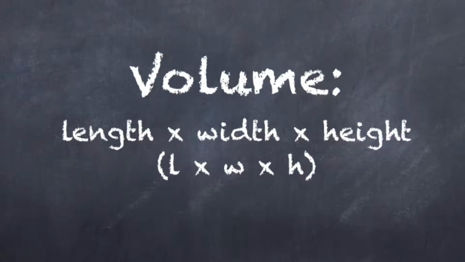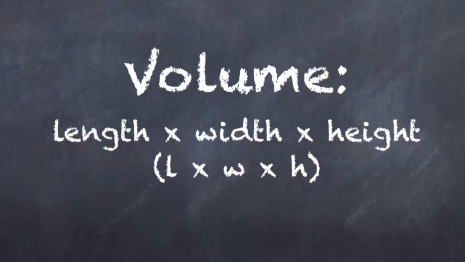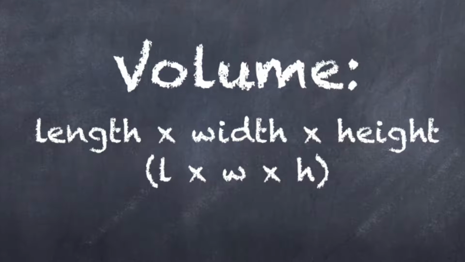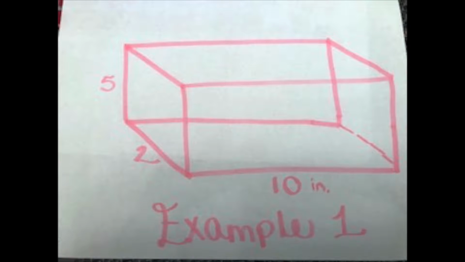Now here I give you the formula for volume: you're multiplying your length times your width times your height. Now let's see if we can do some examples. This is example number 1. Across the front, the length is 10. The width of this figure is 2, and the height is 5. To find the volume, we're going to multiply 10 times 2 times 5.